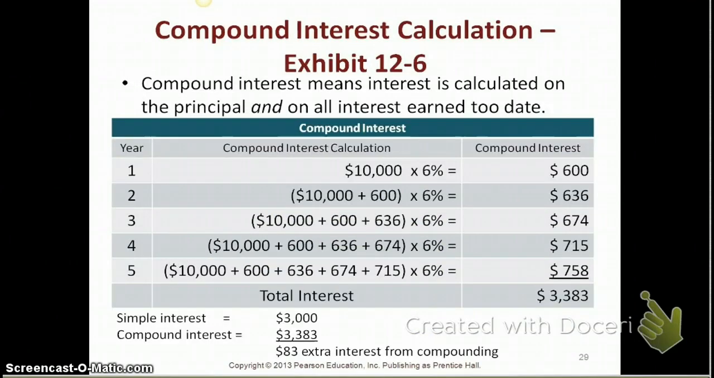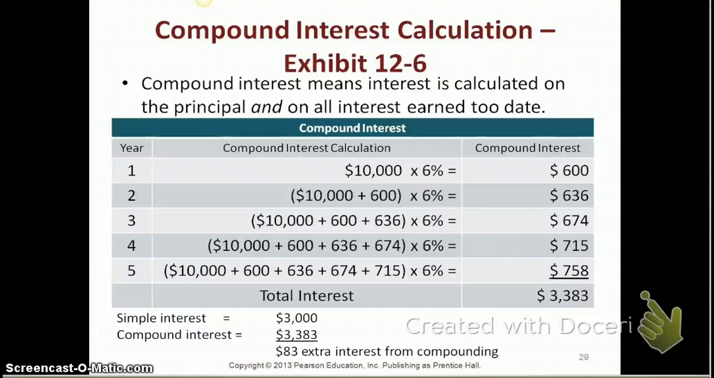Next, we're going to talk about compound interest. Compound interest is what's more common in day-to-day applications. If you borrow money, the type of interest you pay is compound interest. If you put your money in a savings account, the type of interest you receive is compound interest. Compound interest means that interest is calculated on the principal and all interest that you have earned to date.